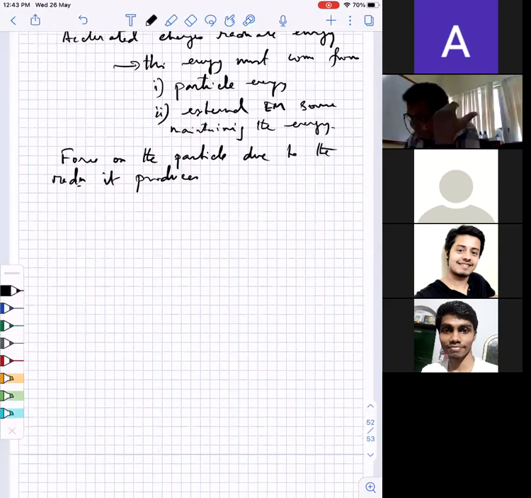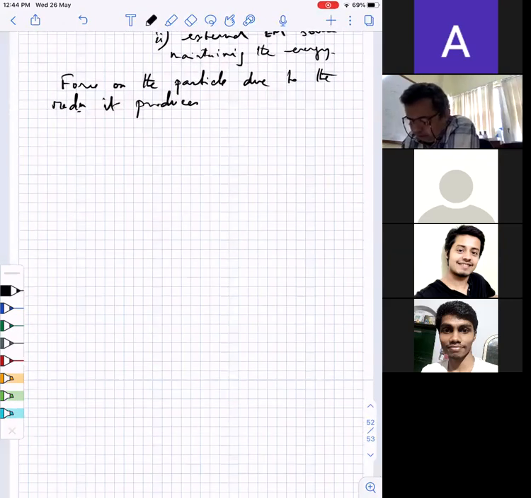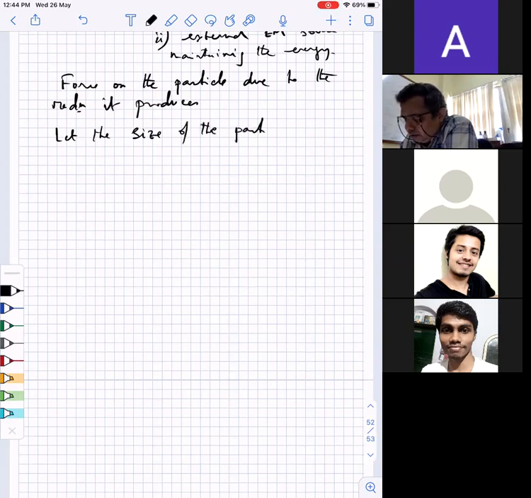Now, again, as I said, all these things will be done a little heuristically. So we have to think of the particle as having some size, and we'll make that size the R0 that we defined, and maybe later we'll set it to 0. So let us talk about electrons, or maybe just a charged particle. Let the size of the particle be R0. And later we can set it to 0.